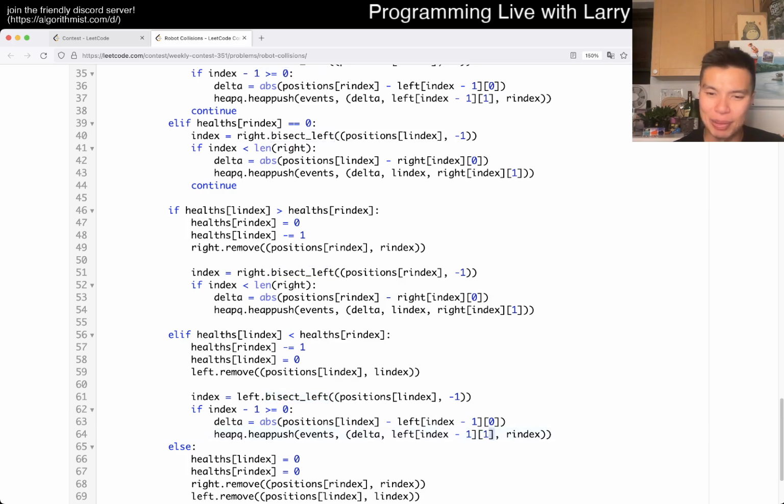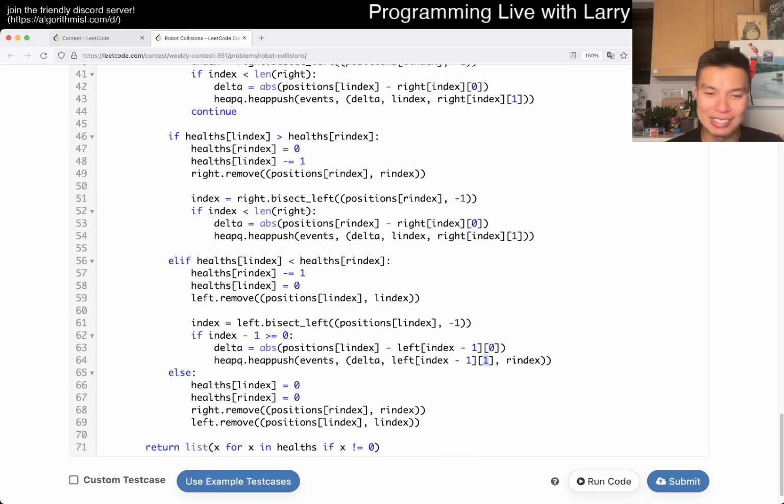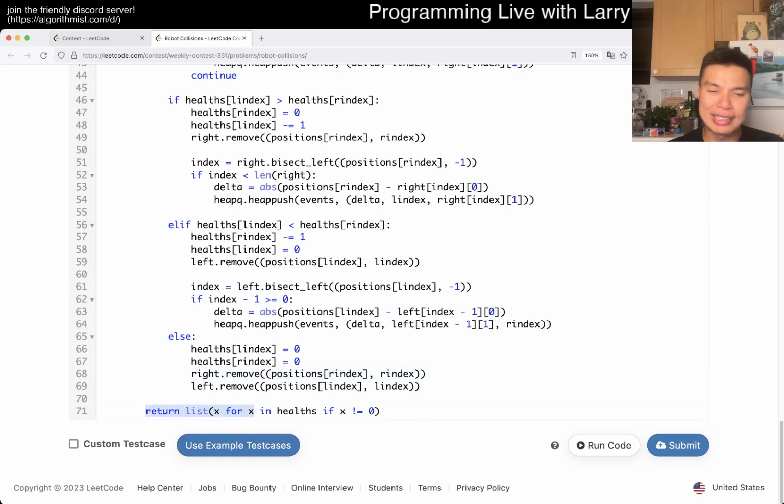And basically my typo is that this was 0 for some reason, and I copied and pasted, so it happened in 2 places for 2 wrong answers. Otherwise, if they're both dead, they both get removed from left and right. And then at the end, we filter out all the zeros, and that's it.